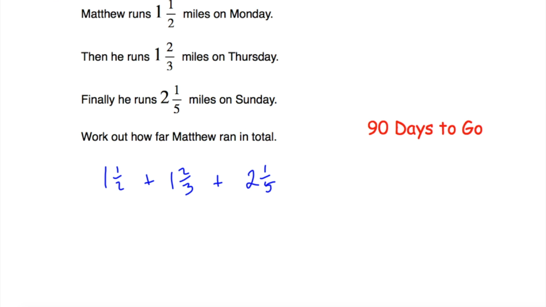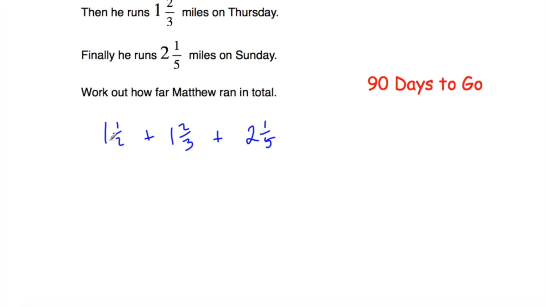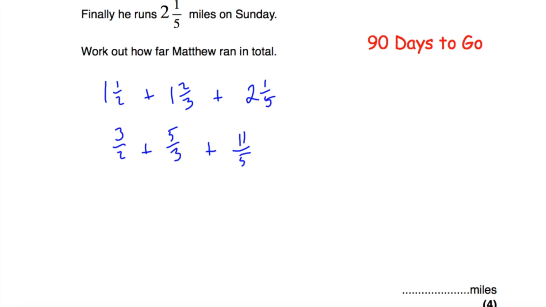To begin with, we're going to make them all top heavy. So that's going to be 3 halves plus 1 times 3 is equal to 3 plus 2 is 5, so it's 5/3. Just to recap, this one was 1 times 2 is 2 plus 1 is 3, so 3 halves, plus 2 times 5 is 10 plus 1 is 11, so 11/5. So we've got all our fractions as top heavy fractions.